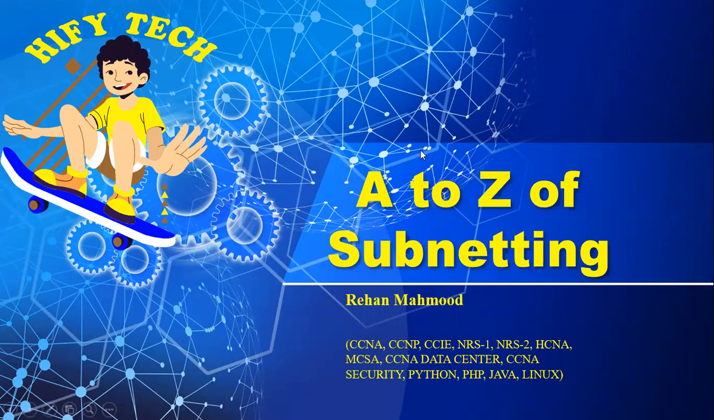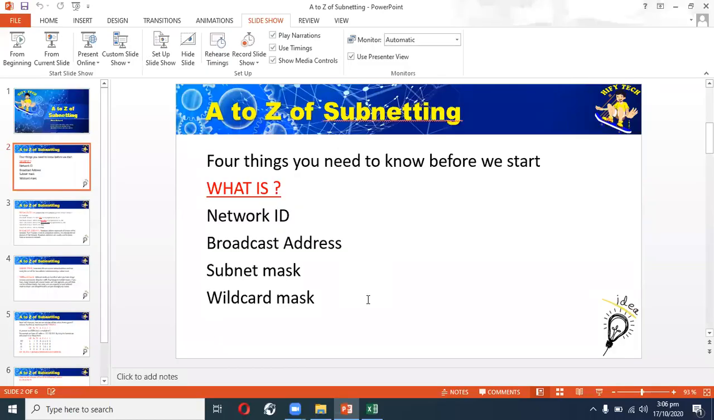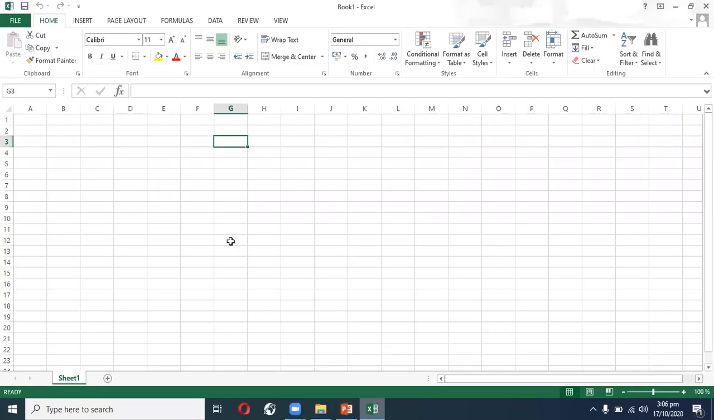Let's start. In this video, I will give you more examples of how to calculate an IP address. From a given IP address, you can calculate the network ID, the subnet ID, broadcast ID, and also the wildcard mask. Let's take an example.